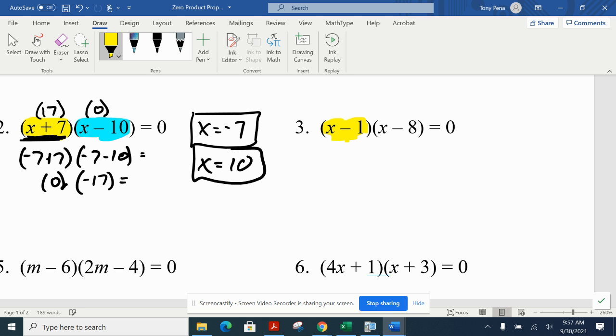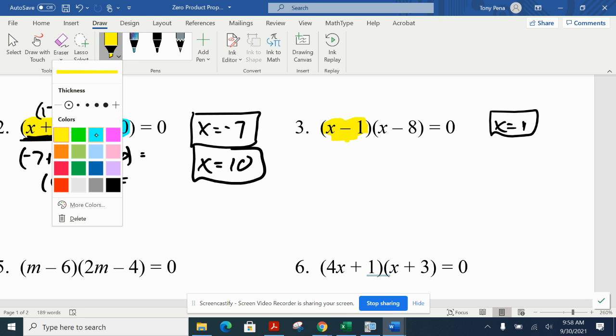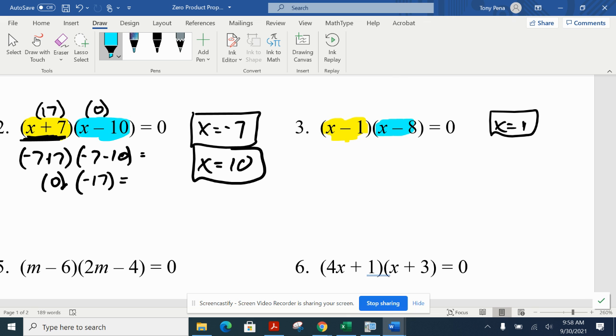What will make this one a 0, Sage? 1. Good. So one of our answers is 1. All right. Do we all agree that that's what would make this first factor a 0? So that's one of our answers. All right. Riley, second one. What would make this factor into a 0? 8. So our two answers are 1 and 8.